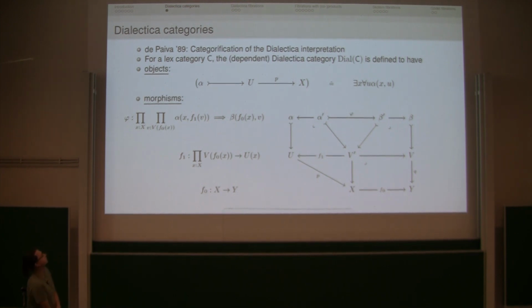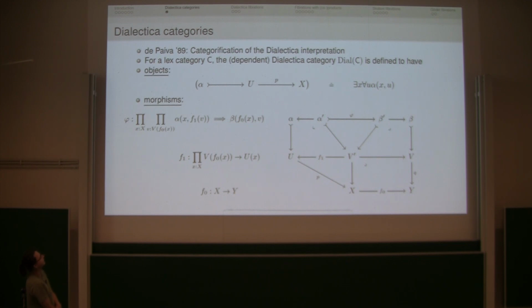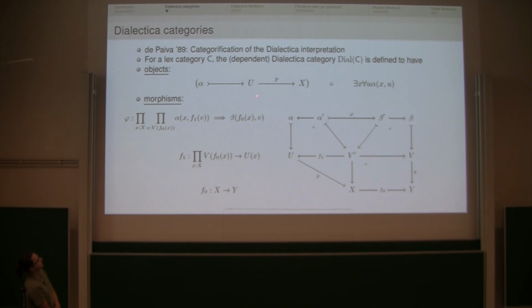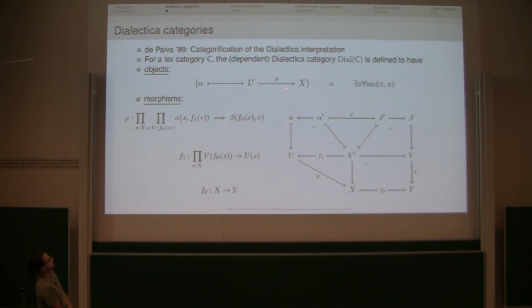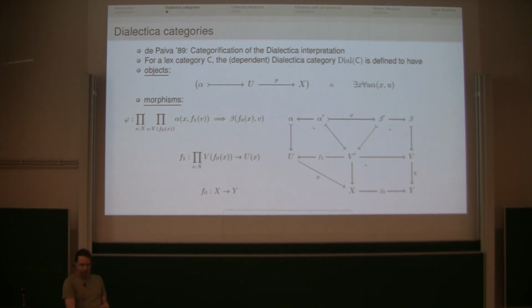So to do a little whirlwind tour of this classical dialectica category, what does it look like? The objects, and that's already the dependent version, are given by arrows from U to X, as I just said, together with a predicate, so an object over U. You should think of these as the formulas that are output by the dialectica interpretation, namely objects of the form: there exists an x from here, such that for all u over here, some proposition alpha is satisfied.